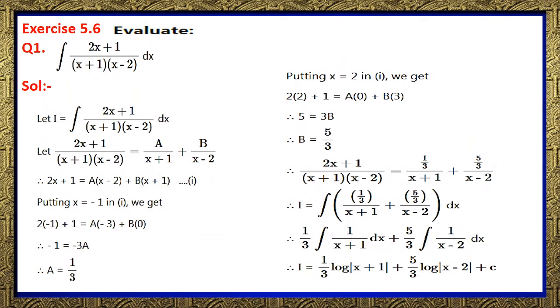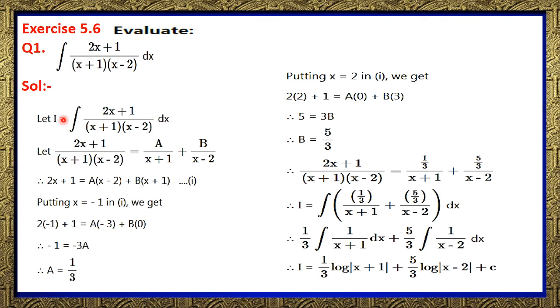We will solve the related sums in exercise 5.6. First one, evaluate question number 1. Integral 2x plus 1 upon x plus 1 into x minus 2. Here the numerator is a linear polynomial and the factors of the denominator are also linear polynomials. So we will use the method explained in the table.